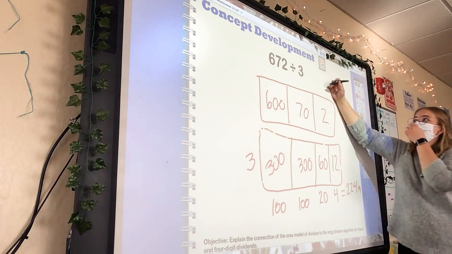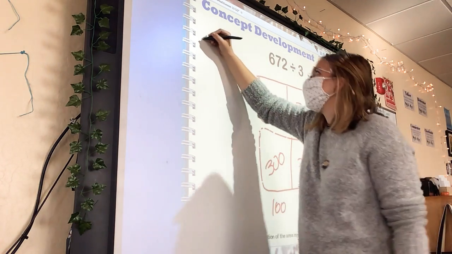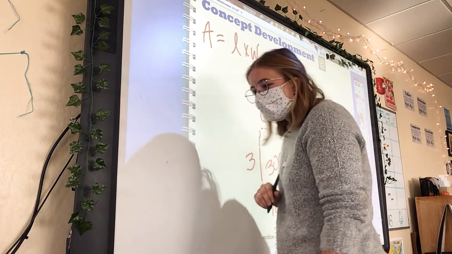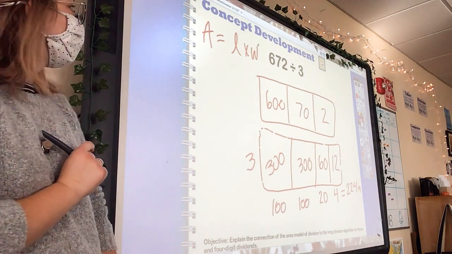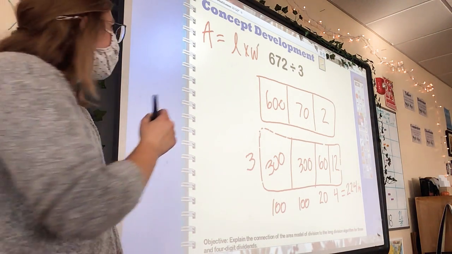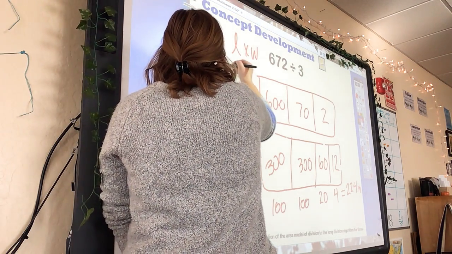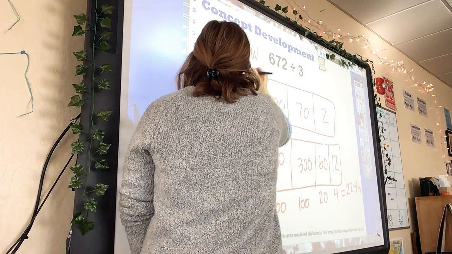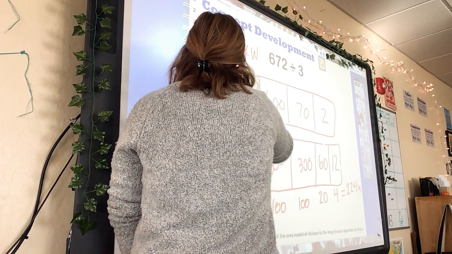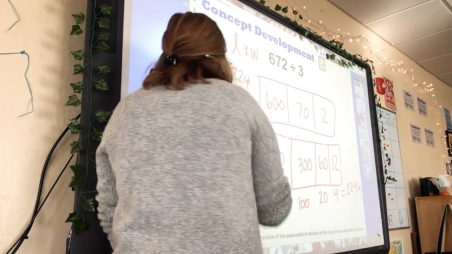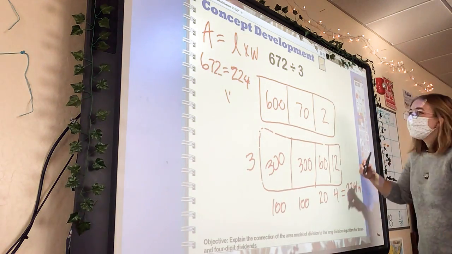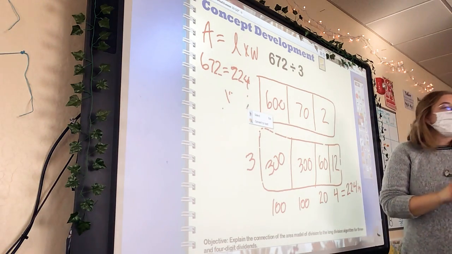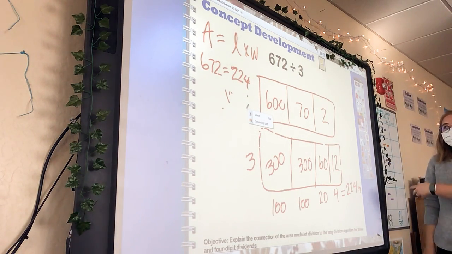So if I were to plug this all into the area formula, what's the area formula again? Area equals length times width. Yes, good. In this problem, what is the area? 672. Yes, good. What did we find the length was? 224. And what's the width? What did we divide by? 3. My board is not working, friends. But basically, if we were to plug that in, it would be 224 times 3 equals 672.